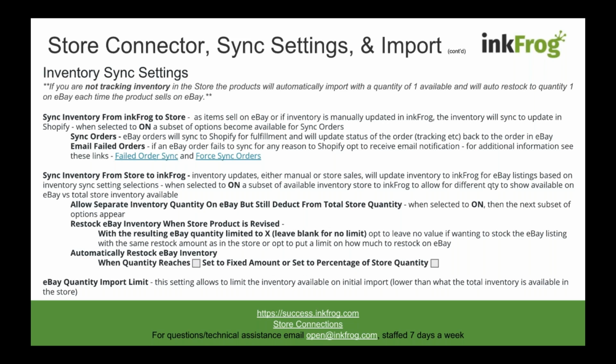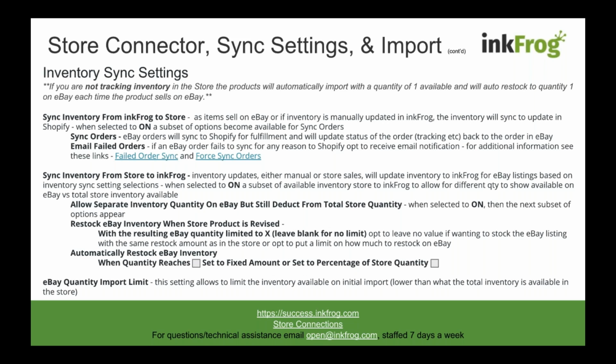One also key thing to remember is that if you've got custom on-demand products, you never run out of them. Maybe you're the manufacturer for them, maybe they're custom t-shirts, that sort of thing, but you've always got stock available. You'll never run out, and you don't have to track inventory in your store. Then in inkFrog, all the products will import with a quantity of 1 available. And as they sell on eBay, it'll continually restock itself to show 1 available. So again, that is if you are not tracking inventory in your store.